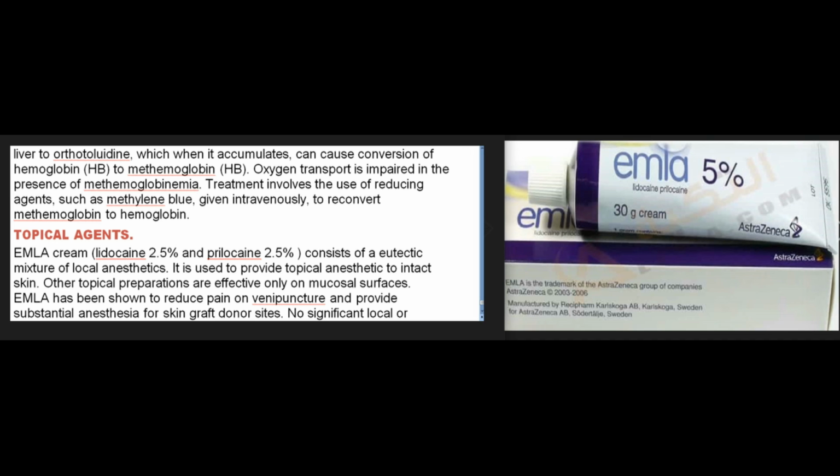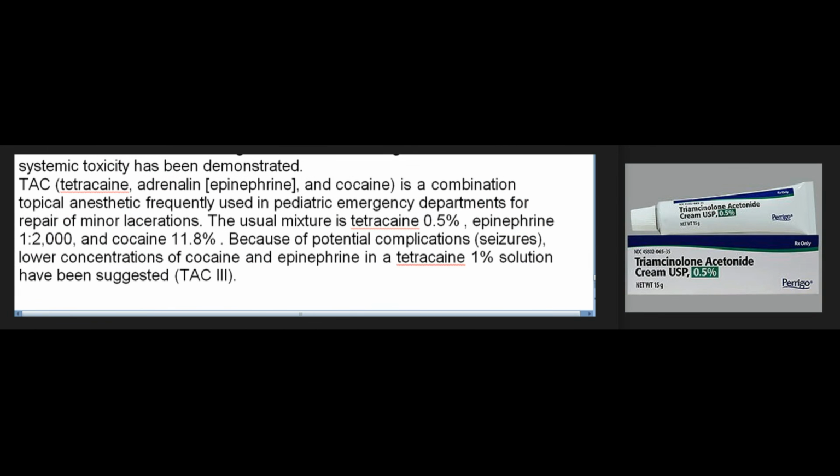Topical agents. EMLA cream, lidocaine 2.5% and prilocaine 2.5%, consists of a eutectic mixture of local anesthetics. It is used to provide topical anesthesia to intact skin. Other topical preparations are effective only on mucosal surfaces. EMLA has been shown to reduce pain on venipuncture and provide substantial anesthesia for skin graft donor sites. No significant local or systemic toxicity has been demonstrated.